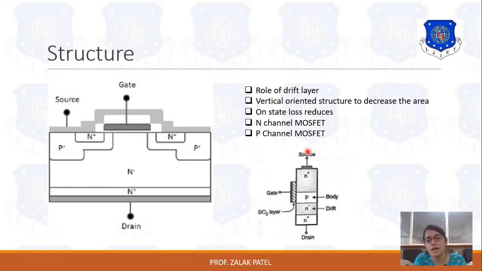Here you can see the terminals: source, gate, drain. There is a SiO2 layer between the P terminal body and the gate, so the body and gate are not in direct contact. There should be an SiO2 layer for the N-channel MOSFET. This is the N-channel MOSFET. You can also draw the P-channel MOSFET. For that you have a P plus layer, and here a P minus layer acts as the drift layer for the P-channel MOSFET.